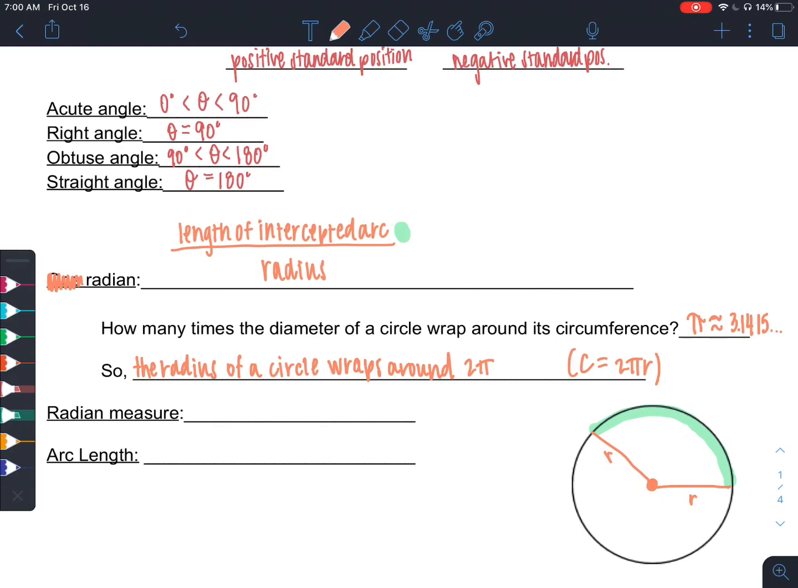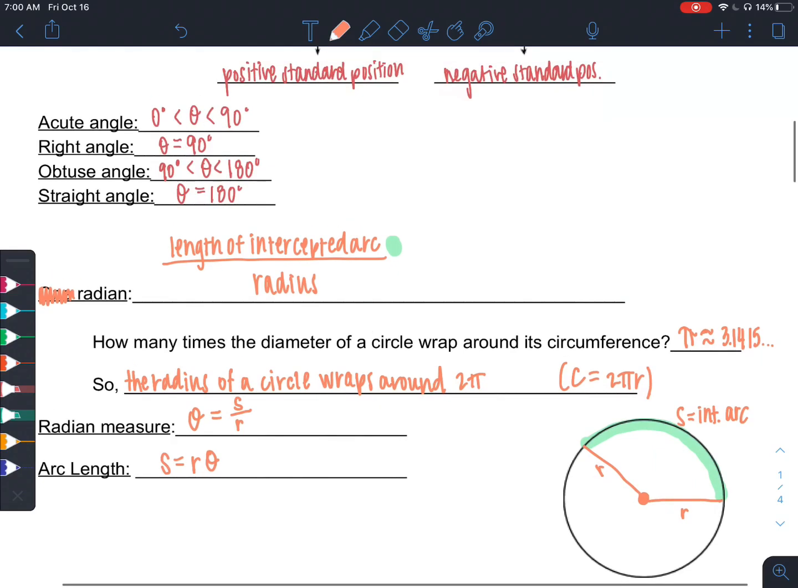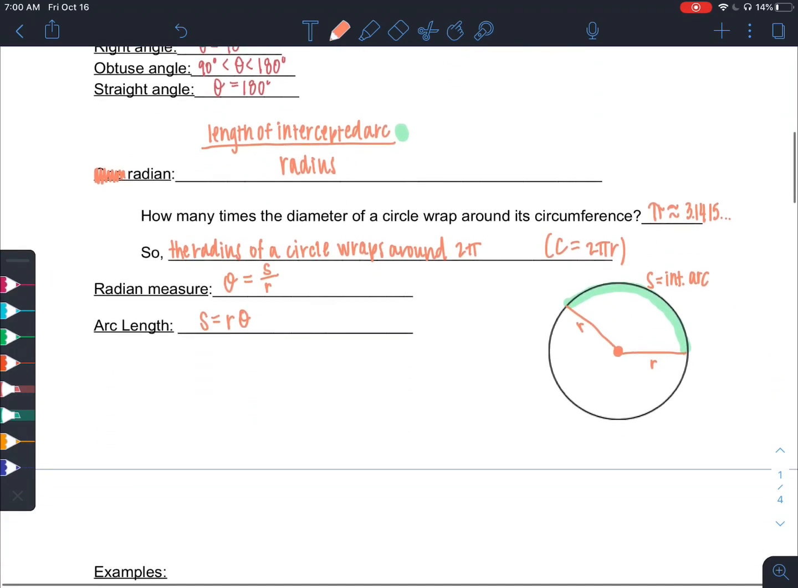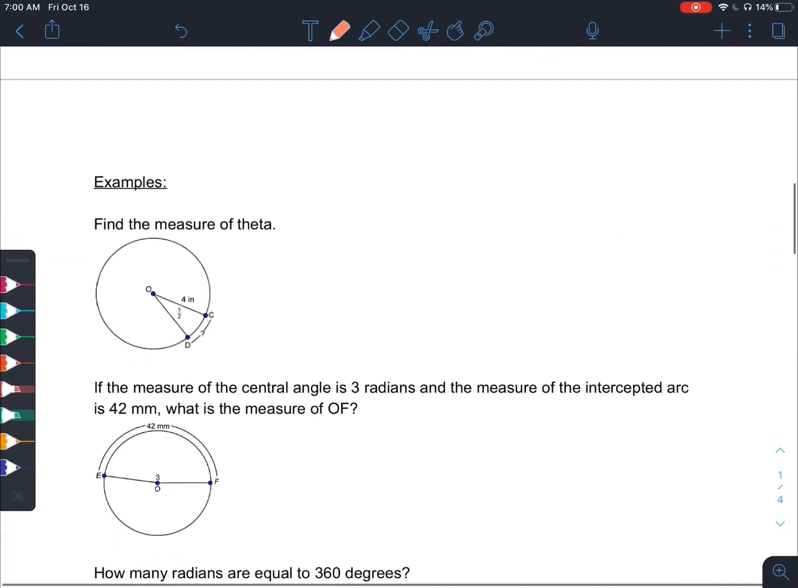All right, our radian measure, the way we're going to find that is theta is equal to s over r, where s is the intercepted arc and r is the radius. And then for arc length, we just rearrange this equation so that s is equal to r theta. So really today we're focusing on switching back and forth. So let's go ahead and start doing some examples.